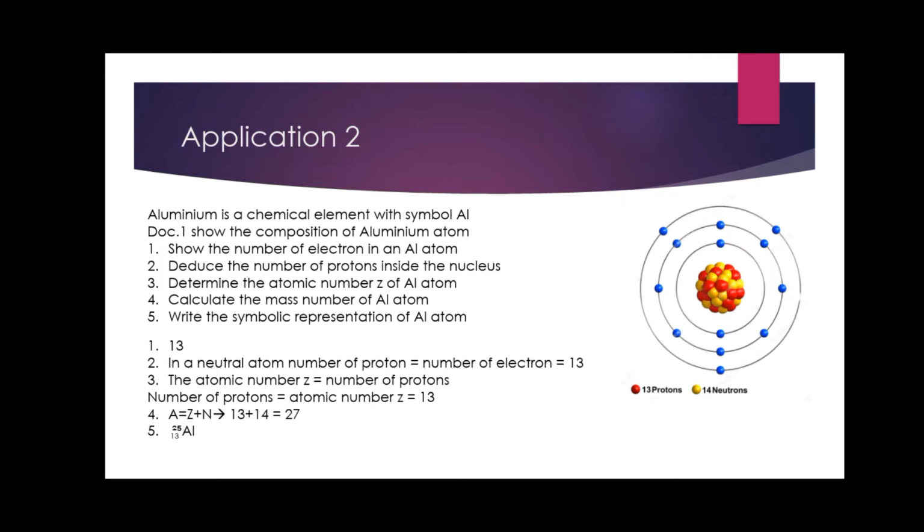Now write the symbolic representation of Al atom. If we said symbolic representation, if we said nuclide, if we said atomic representation, these three vocabs mean the same thing. So Al, we write Al. Up of it on the left, we write the mass number A, that is here 27. And down on the left, we write the atomic number, that is 13.